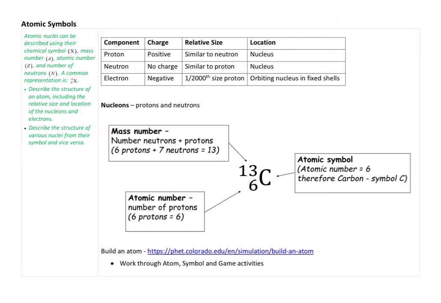We find protons and neutrons in the nucleus, which is the center of the atom, and the electrons orbit the nucleus in fixed shells. Another word which may be new to you, but we use a little bit, is nucleons. A nucleon is just a proton or a neutron. So anything in the nucleus, the protons and neutrons, is referred to as a nucleon.